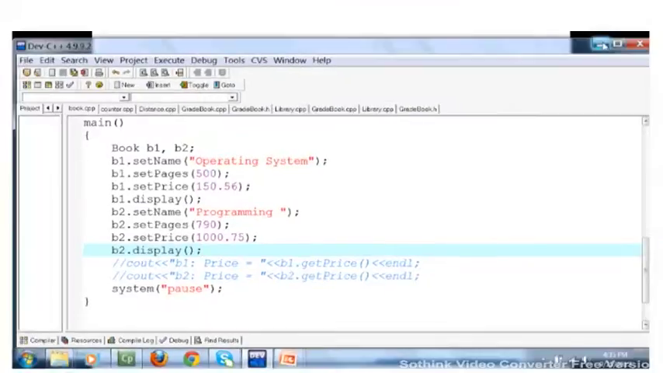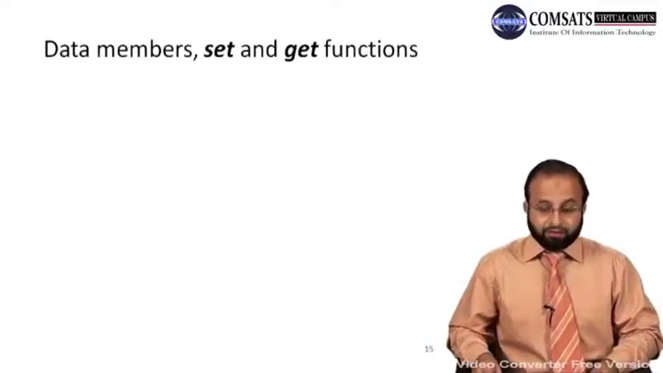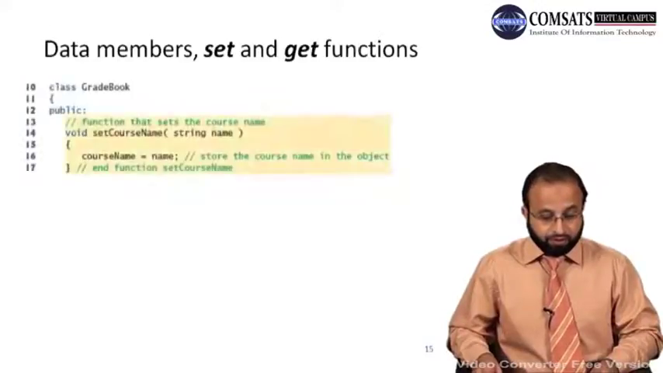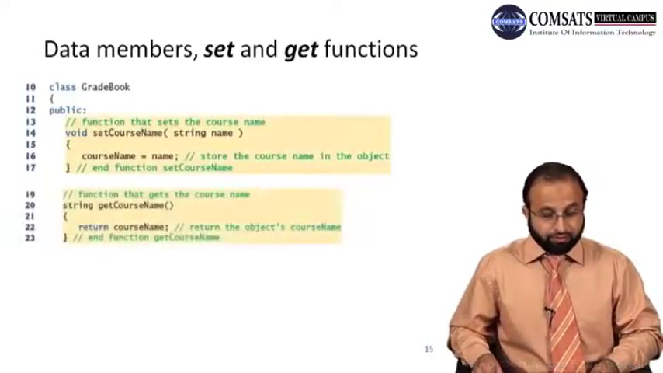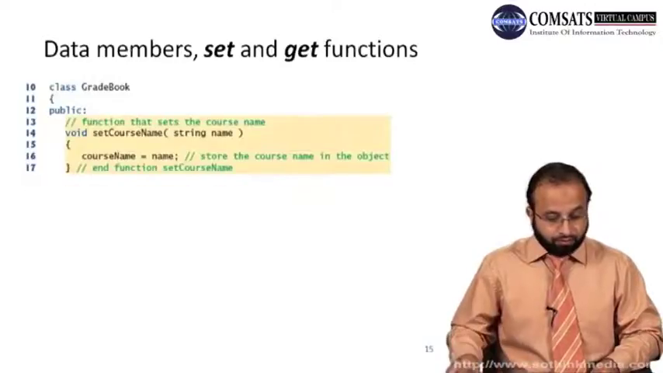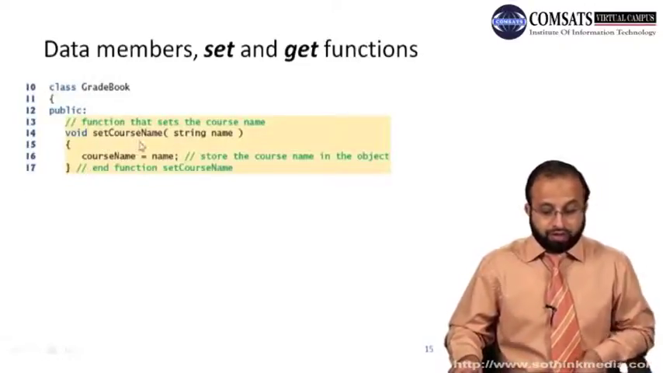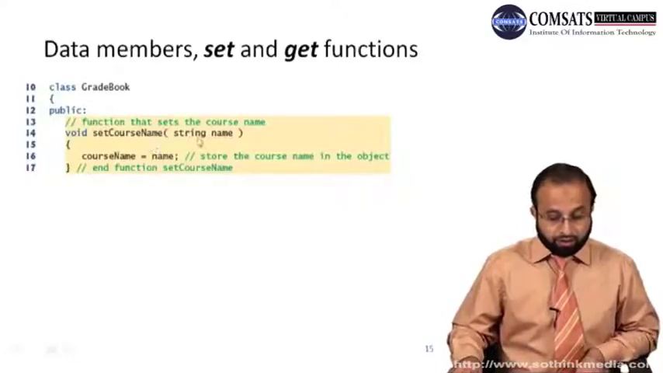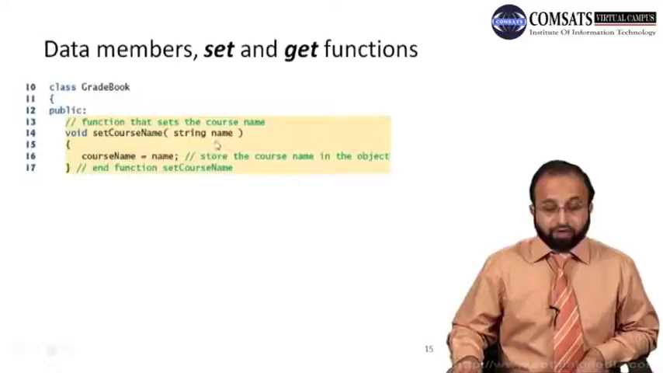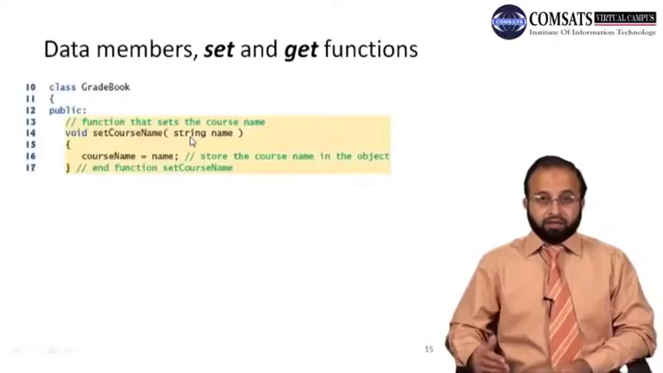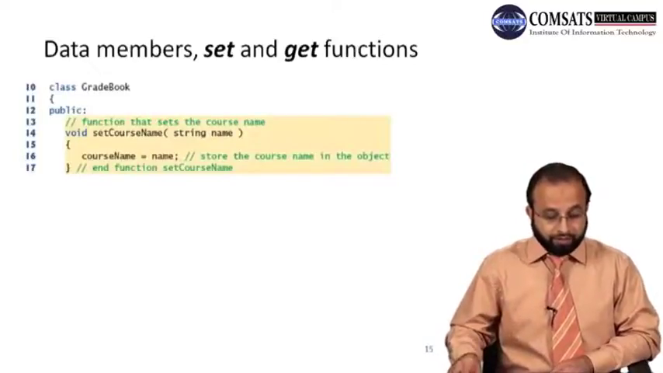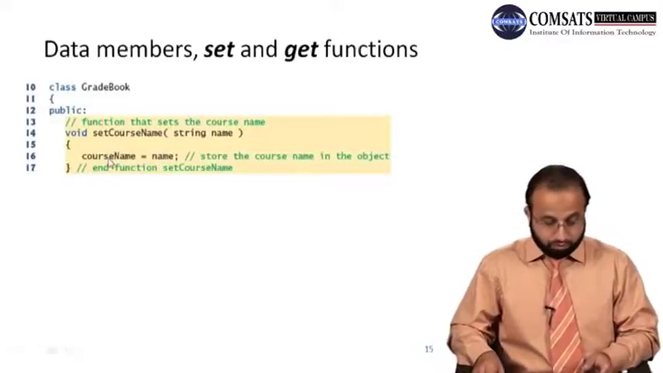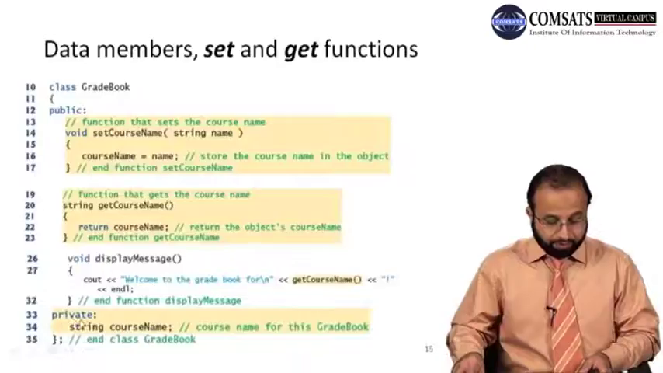Okay, let's go to the slide. Data member set and get function. Now you have the idea of getter and setter function. So this is our grad book class. Another example. So we have a function set course name. Now this function, you're passing the object of type string to that function, right? And what is the string? String class is provided by the standard C++ library. And then you are assigning this string value to the course name. And what is the course name? Course name is actually the private data member of this class whose type is string.